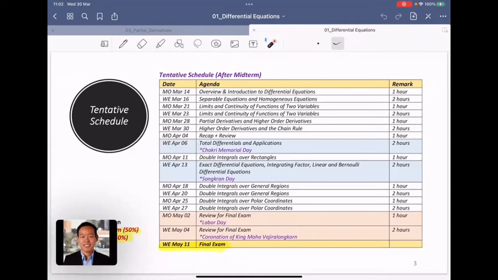And then, I'm not sure about the Songkran week here, if you want to have class, but well, let's chat later. But I feel like it's better to have class on April 11 here, and April 13 no class. Then we come back with integration, and wow, almost done. It's super fast.